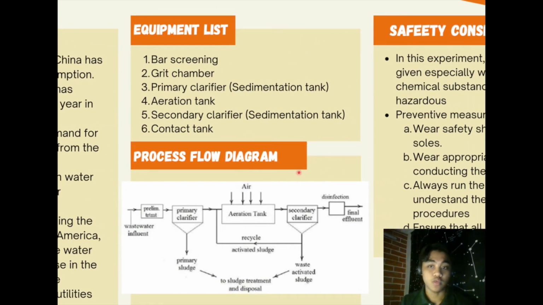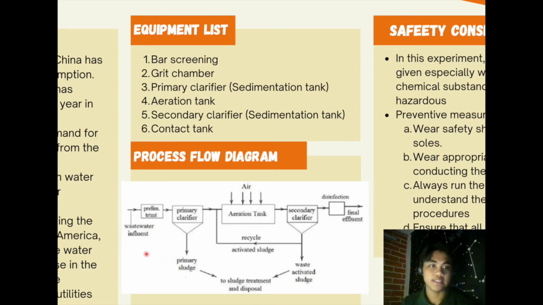So, this is one of the examples of a wastewater treatment plant. As you can see on the screen, this typical dairy wastewater treatment process flow diagram includes bar screening, grit chamber, primary clarifier or first sedimentation tank, aeration tank, secondary clarifier or second sedimentation tank, and lastly, a contact tank.